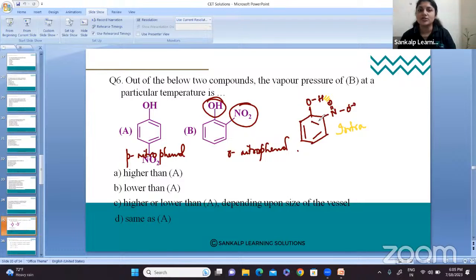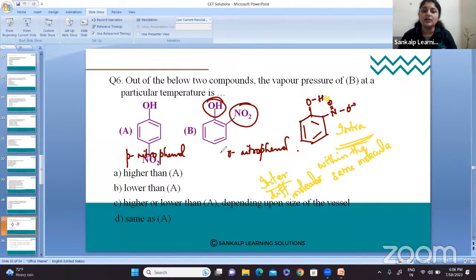There are two types of hydrogen bonding. One is intramolecular hydrogen bonding, and the second is intermolecular. What do you mean by intra? Intra means within the same molecule. And inter means what? Different, between different molecules. For example, inter-college competitions, right? Inter-college competition means the competitions between two different colleges. Intra means within the same college. So that is the inter and intra meaning.